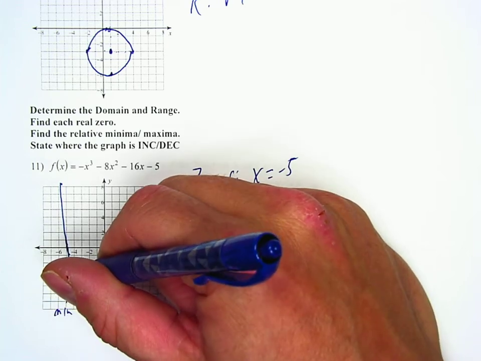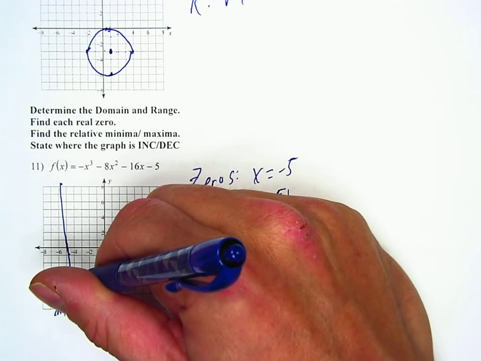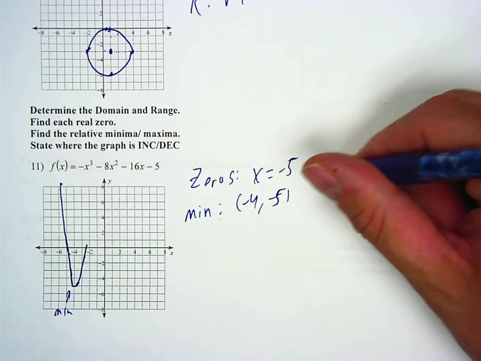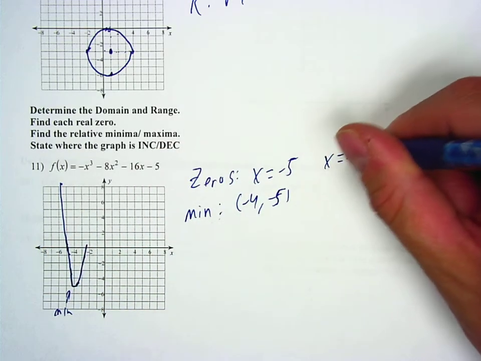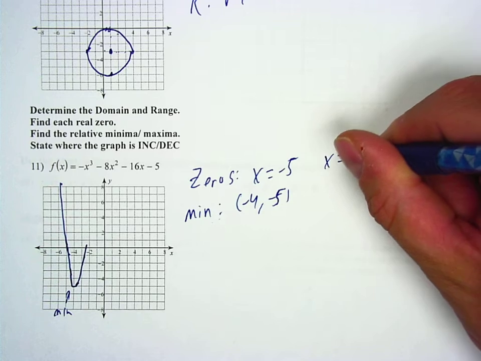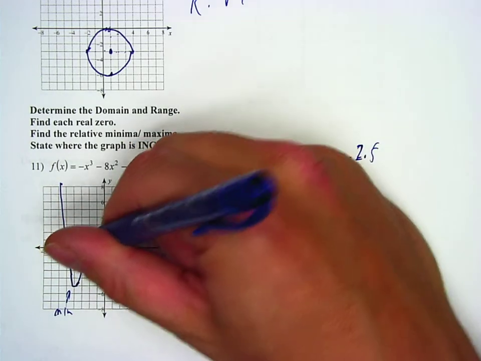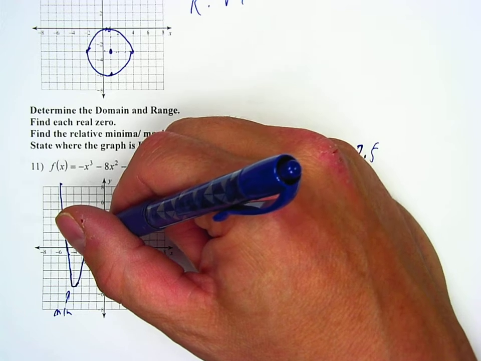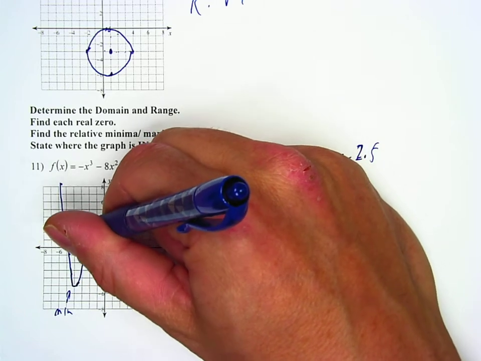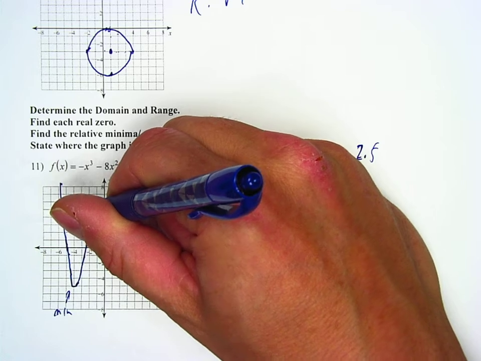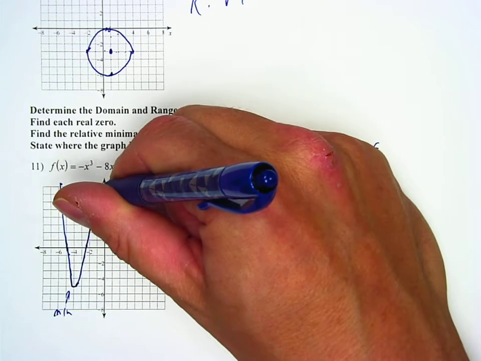Then it comes back up through about negative 2.5. It comes through the axis, so that's another real 0. X equals about negative 2.5. Then it's at the top at about here, at negative 1.5 and 4.5. That's the relative maximum.